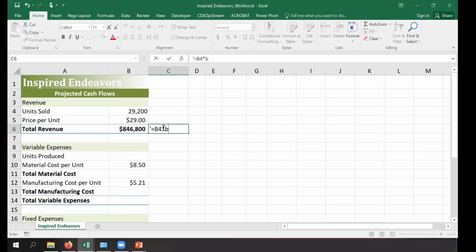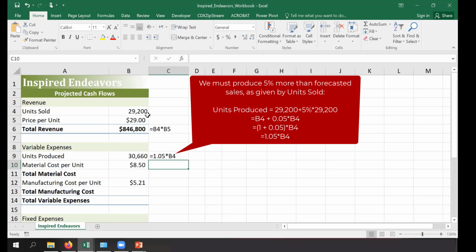To show the formulas, I'm going to use an apostrophe before the equal sign, and that converts the formula to text. To calculate the units produced, we're going to use the formula 1.05 times the units sold. The reason we're doing this is because we are told in the case that we have a 5% yield loss. Our forecast is that we can sell 29,200 units, but then we need to produce 5% more so that when we have the yield loss, we'll have enough to meet the demand.